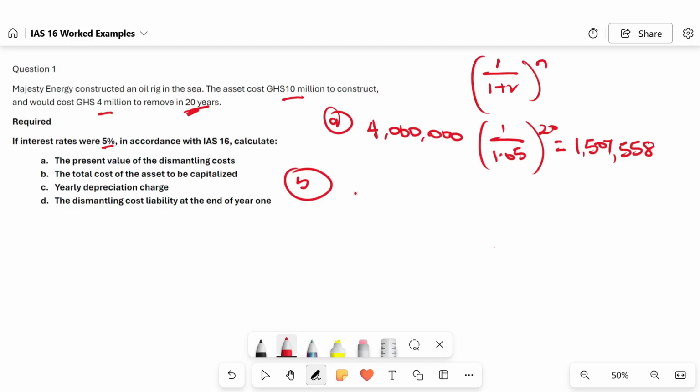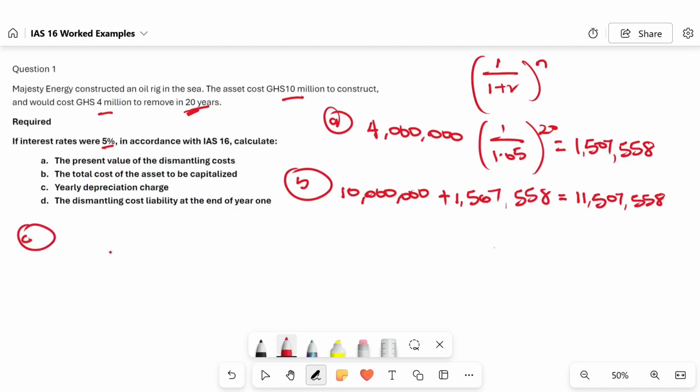B. The total cost of the asset to be capitalized. This will be the cost of construction, which is 10 million Ghana cedis, plus dismantling cost in present value terms, 1,507,558 Ghana cedis. And this will give us a total cost of 11,507,558 to capitalize as the total cost of the asset.